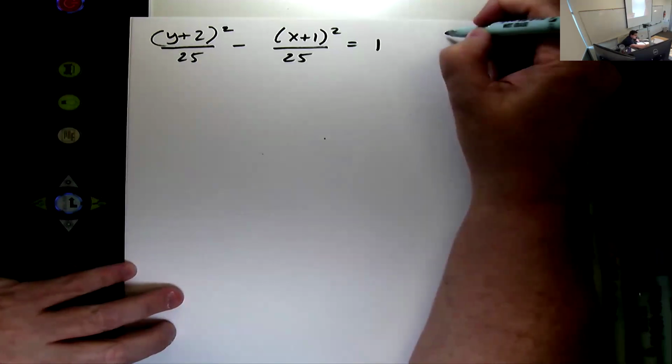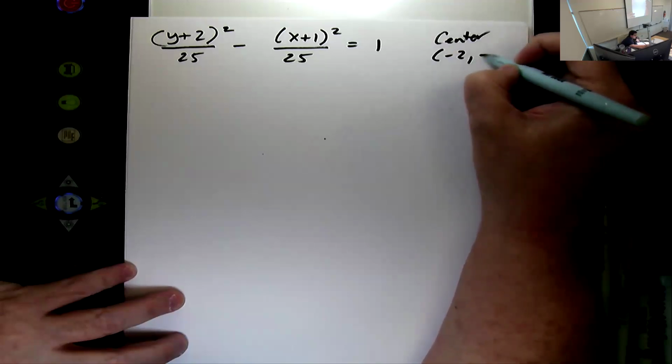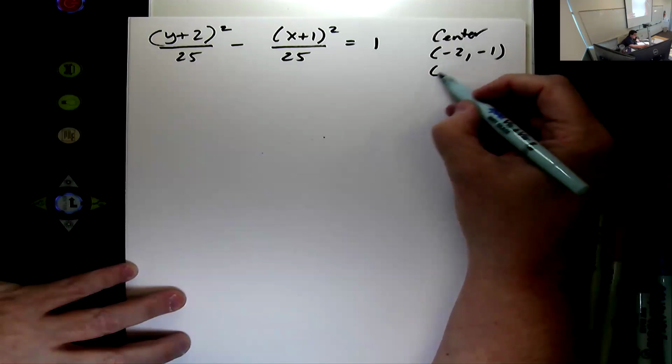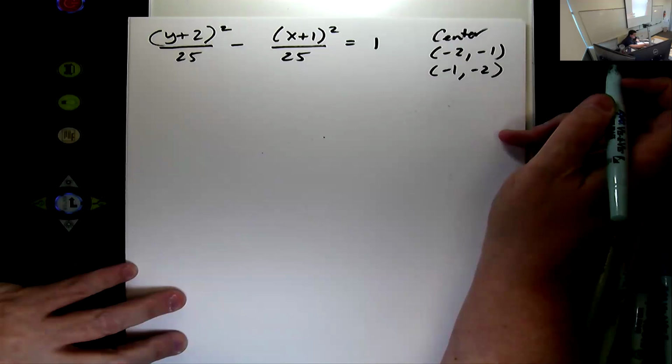What's my center? -2. -1, -10. Oh, which one is it? It's the second. It's like -2.